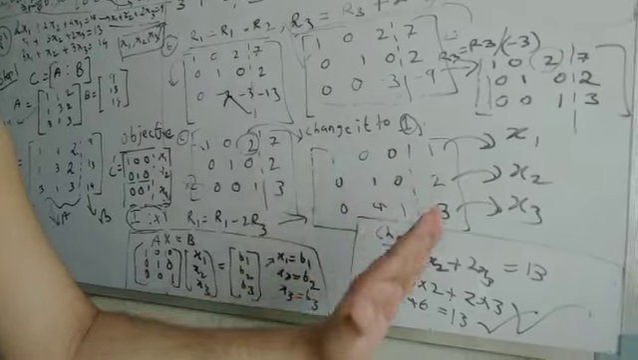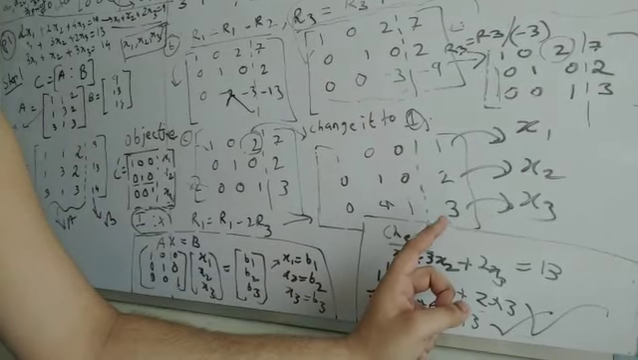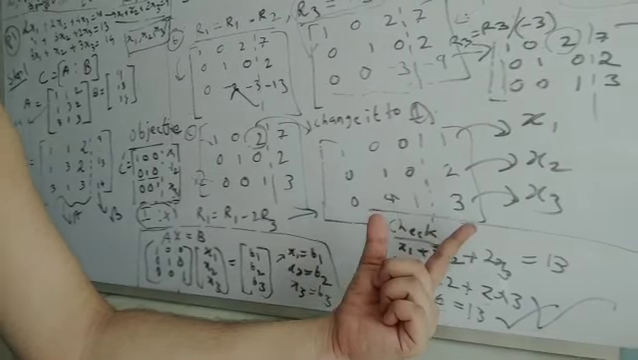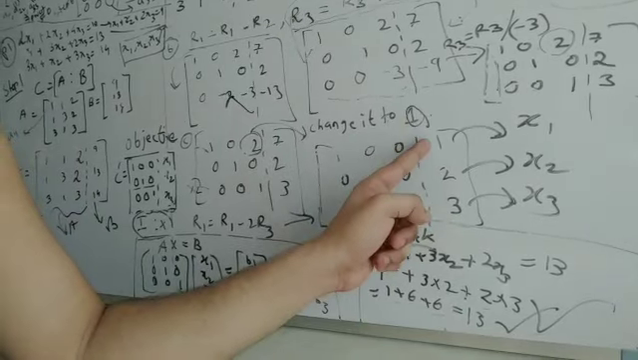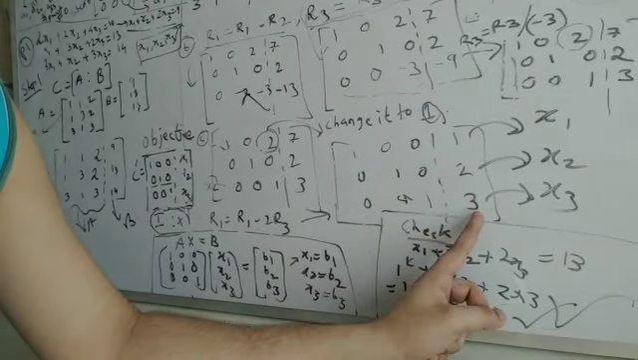So basically I told you whatever remains after the dotted line, after changing this A part to an identity matrix, will be your solution. So this is 1, 2 and 3. So this is basically your x1, this is your x2, this is your x3.